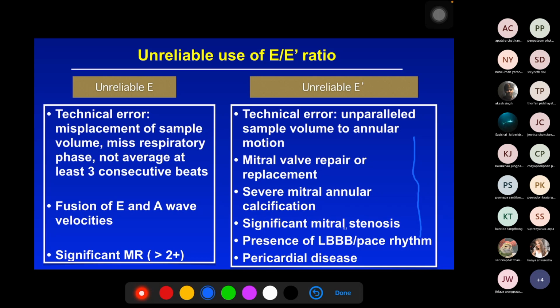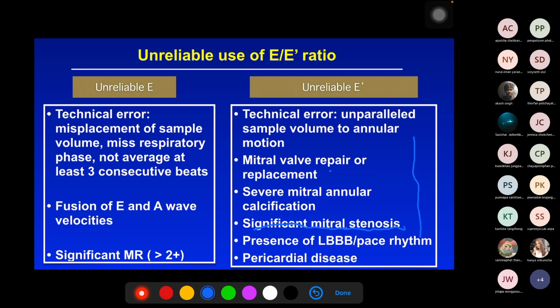The other one is heavy mitral annular calcification. This looks like mitral valve repair, because the heavy calcification around the mitral annulus limits movement of the annulus. That's why in this condition E prime is unreliable. The other condition is significant mitral valve stenosis. A patient who has significant MS might have limited excursion of the annulus.